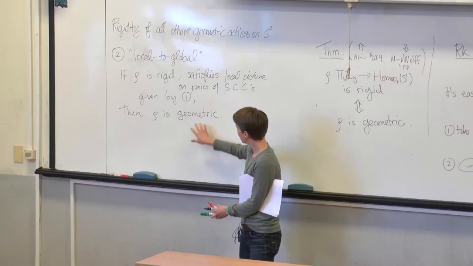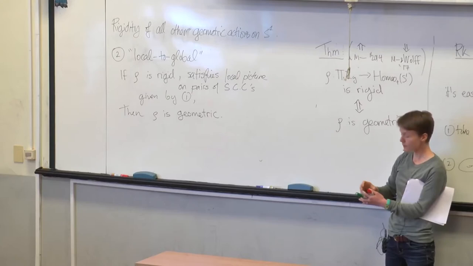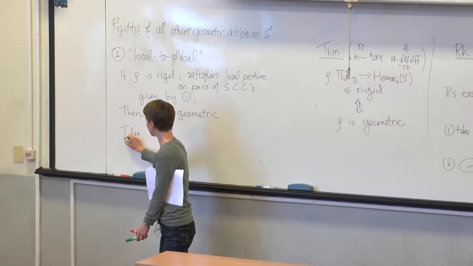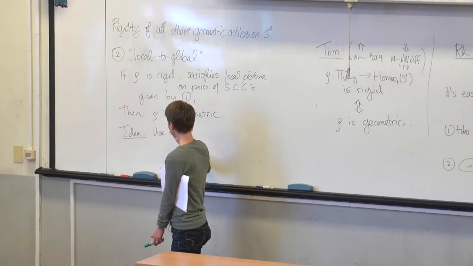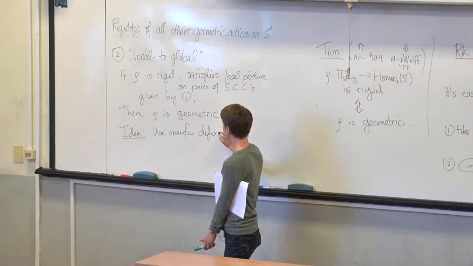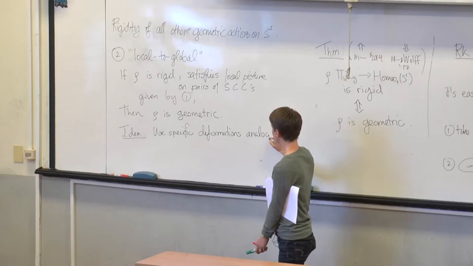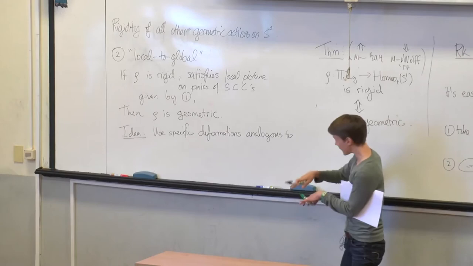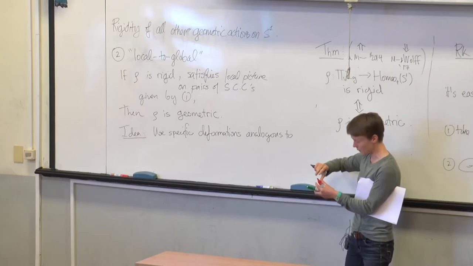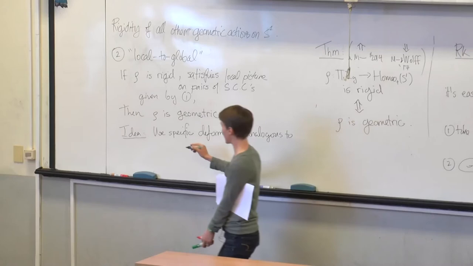And the idea of this is just to use very specific deformations. Here we use very specific deformations analogous to bending or doing an earthquake from Teichmuller theory, but really we're just, instead of a lamination, we use one single simple closed curve. Okay, so it's almost as if you're putting a Dehn twist around the curve in a one parameter family.